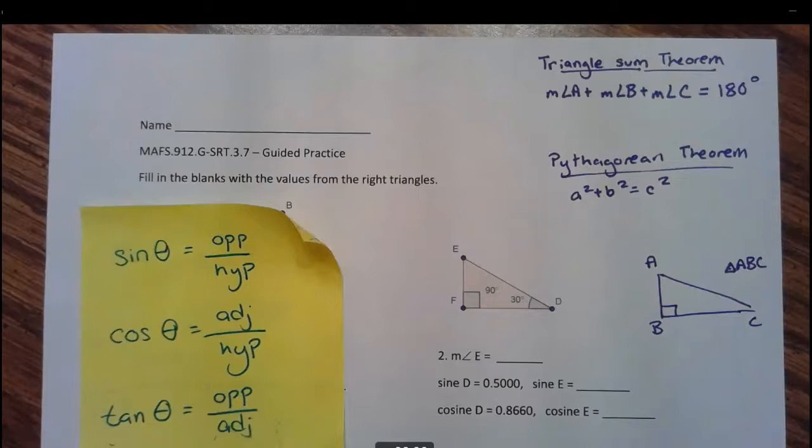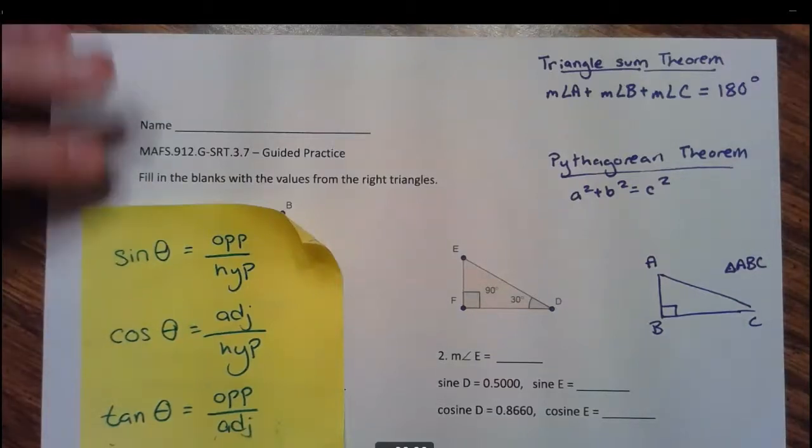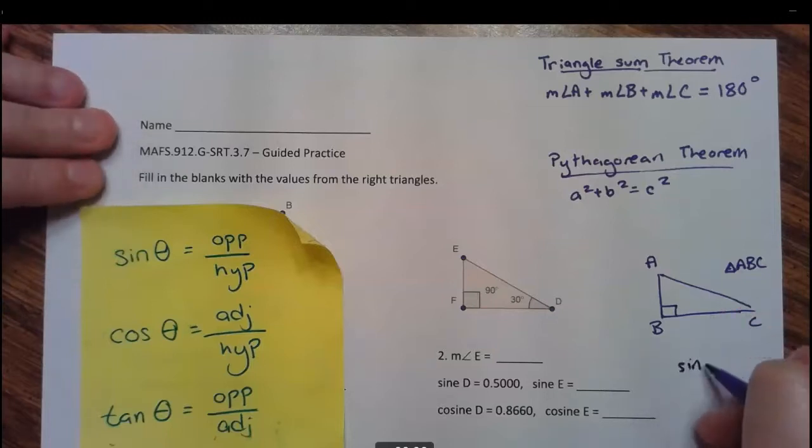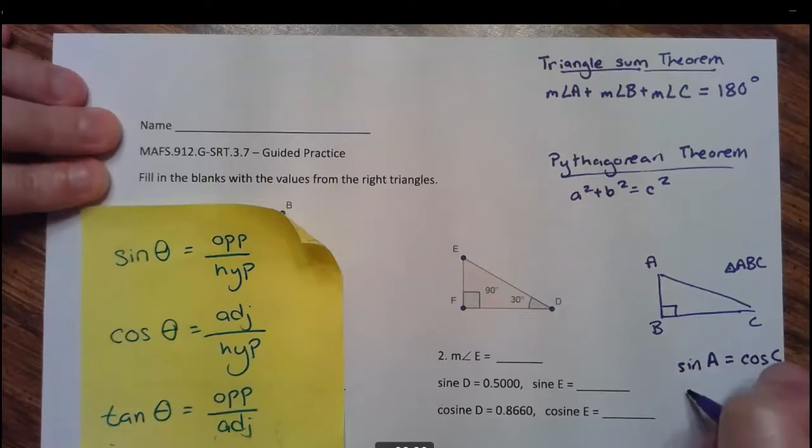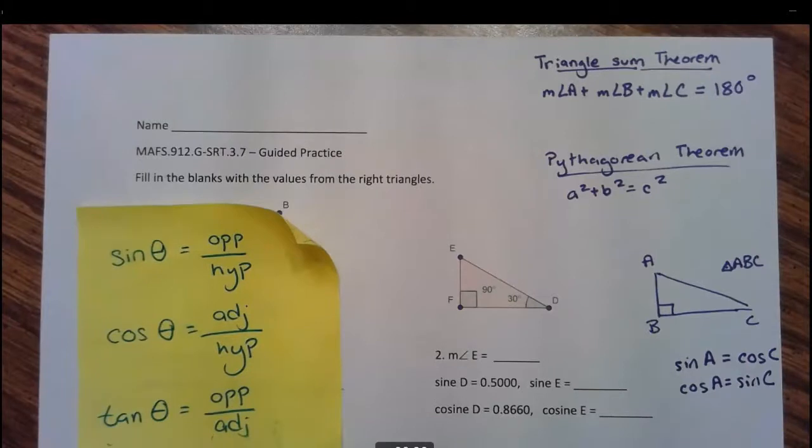What's going to happen here, and this is the very last standard. There's only 3 standards in this unit. This one just says that sine of A would be the same as cosine of C. And we can switch that around. We can say that cosine of A is going to be the same as sine of C. And basically, it's just whatever a sine is of one angle, it's going to be equal to cosine of the other. And the reason that is because these two angles have to add to 90 degrees.